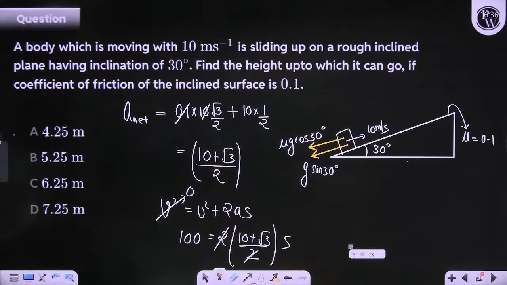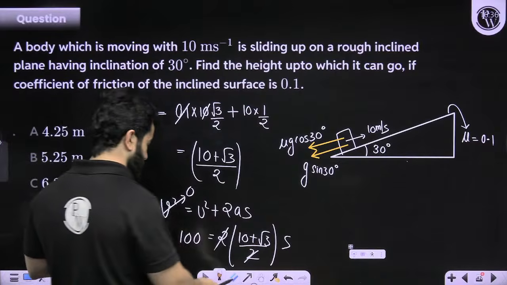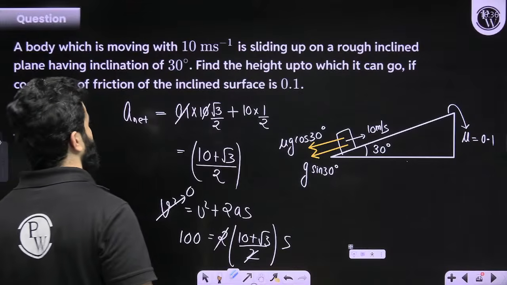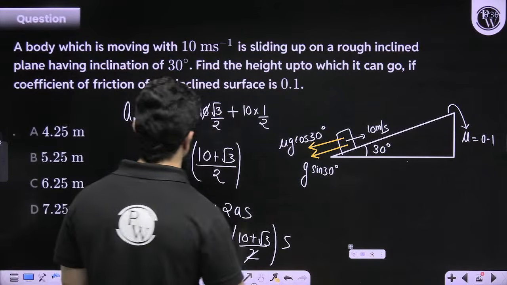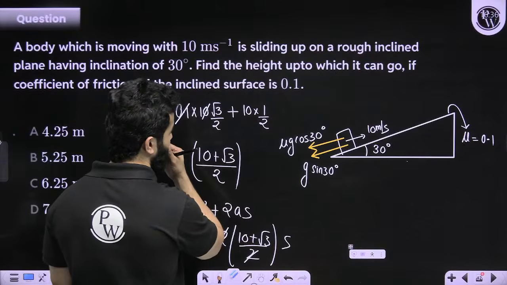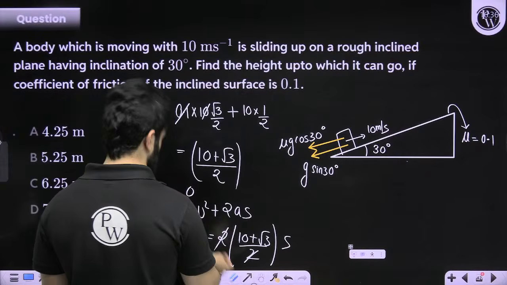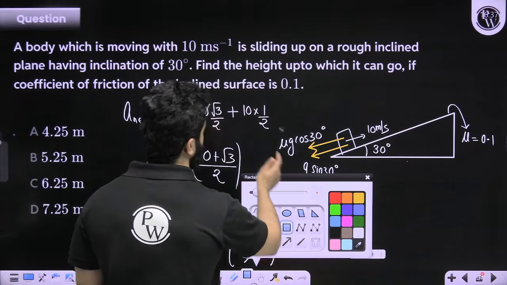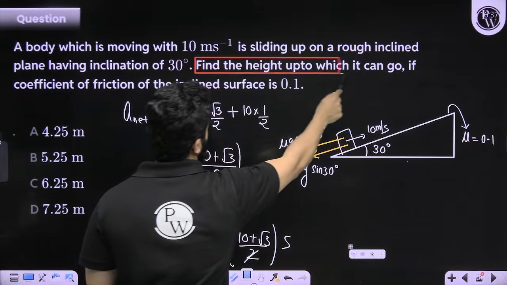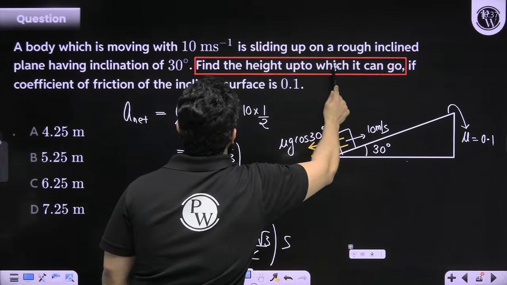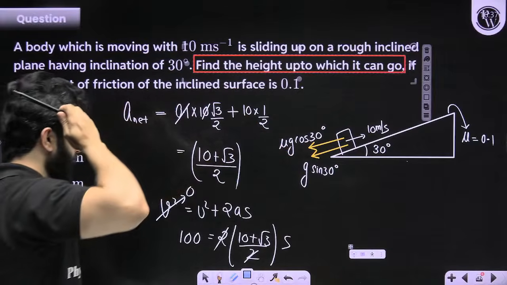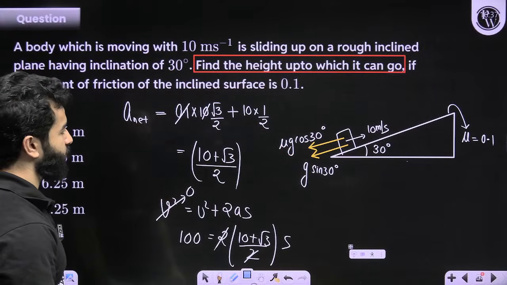Find the height up to which it is going. Okay, I'm sorry. They don't want us to find out the distance. They want us to find out the height. So if they want the height, then why are we doing this? Sorry, I have read the question incorrectly. They are saying find the height up to which it can go. Okay, clear. Fine, we can use this s for that also.